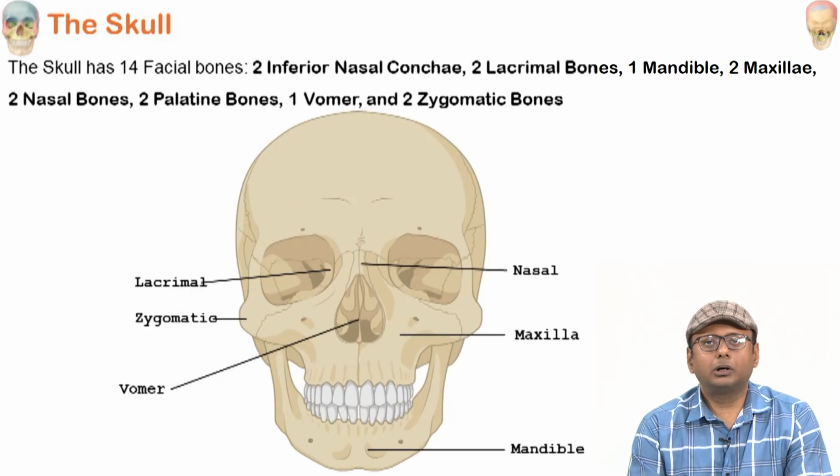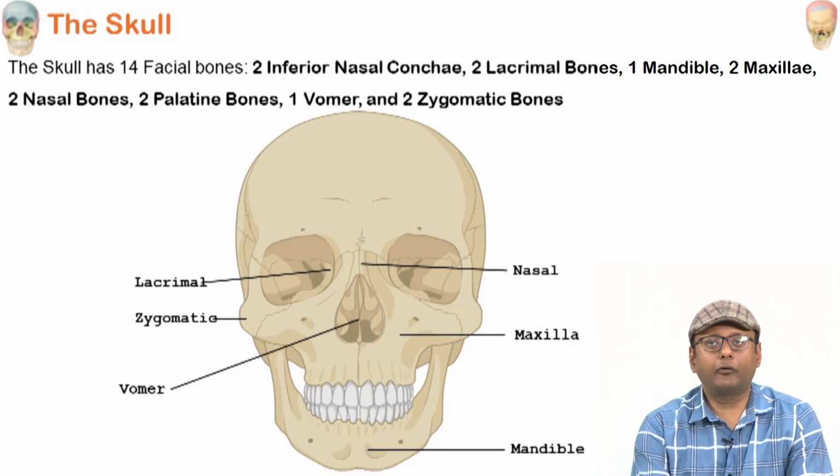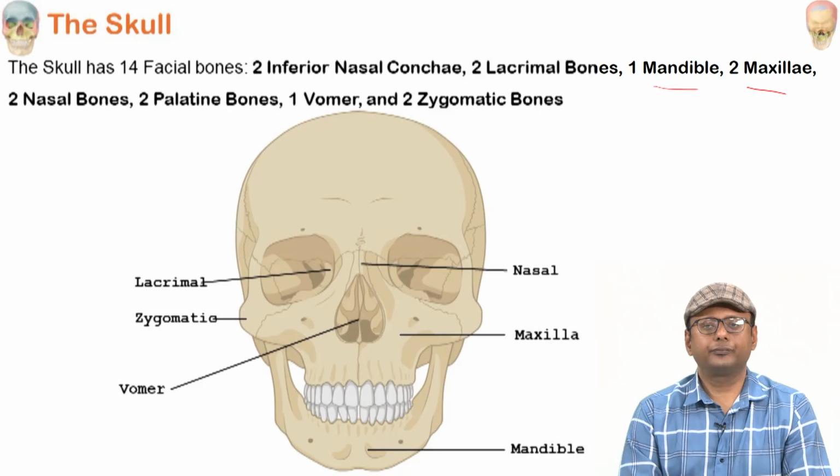So, now it is also very important to mention that the skull has another 14 facial bones, right. If you see the different facial bones, we have two inferior nasal conchae, two lacrimal bones, one mandible, two maxillae, two nasal bones, two palatine bones, one vomer, and two zygomatic bones. So, these are mostly part of the inside of our facial area, right.